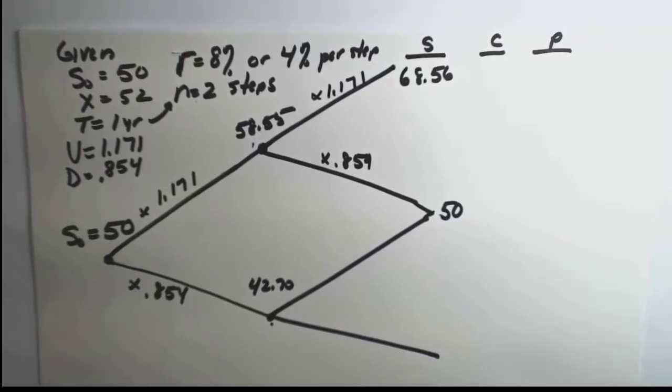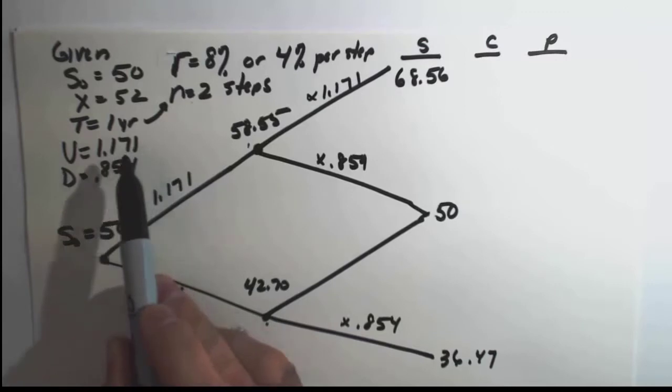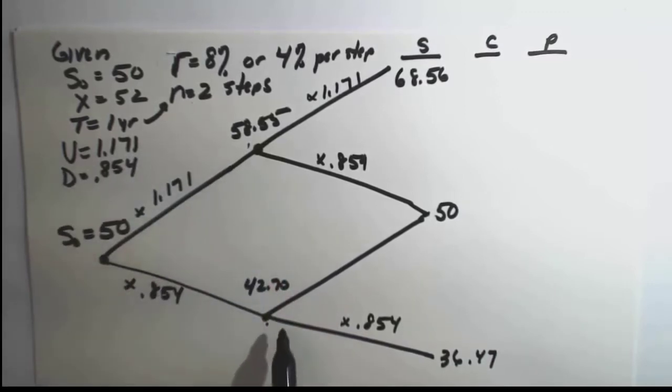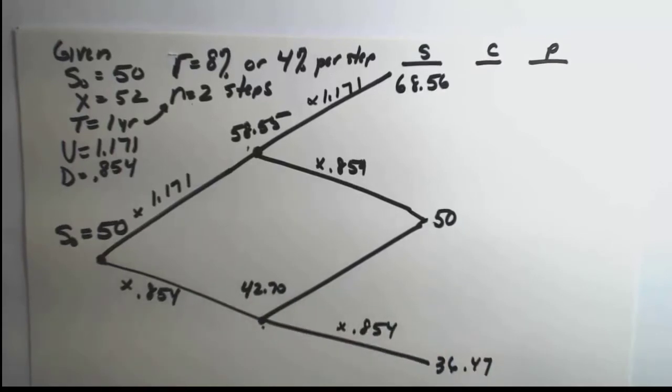So let me continue filling out the lattice work. The goal at the moment is to fill out the lattice work for the stock price. And so we have one more stock price to fill out. We need to multiply this 42.70 by 0.854. And so the stock price going down twice would be 36.47. Okay, so we just picked these numbers. They're somewhat reasonable. The stock can go up 17% or it can go down 15%. And we figured out stock prices all the way through the end.